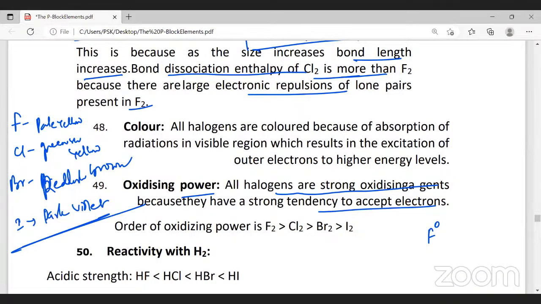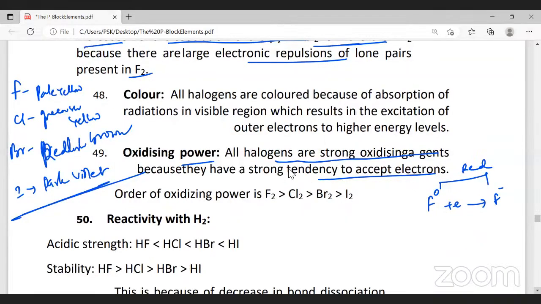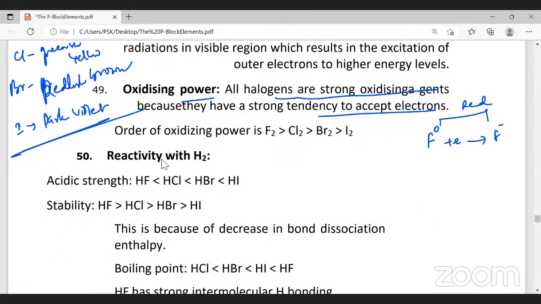Reactivity with hydrogen. Acidic strength. Halogens will react with hydrogen, and the halogen is represented as X, so it gives you 2HX. If it's fluorine, you get HF; if bromine, hydrobromic acid. Now, acidic strength: HF is weaker than HCl, HCl is weaker than HBr, HBr is weaker than HI. So the strongest among these is HI.